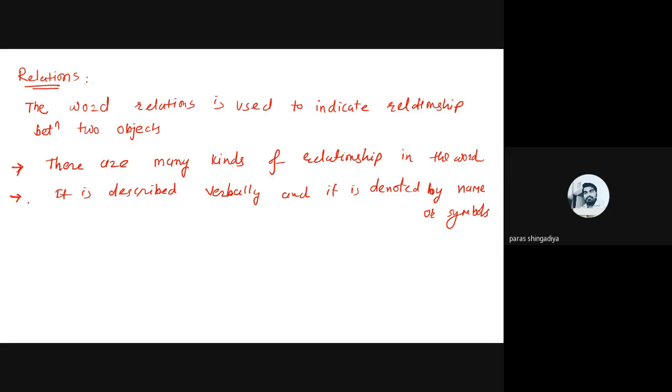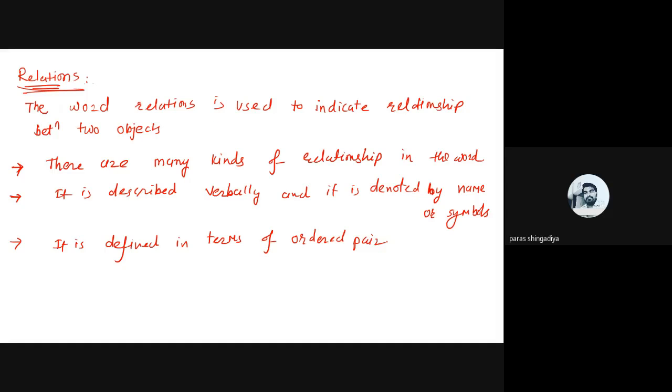So that is the meaning of relation, and it is defined in terms of ordered pairs, okay. So this is the introduction of relations, okay. That is one theoretical point of view here.